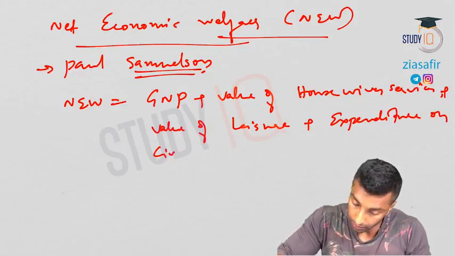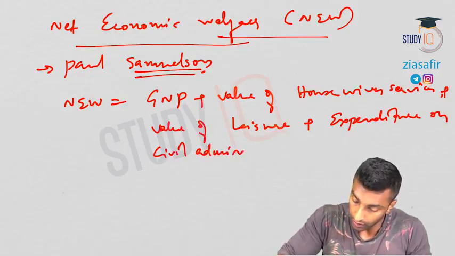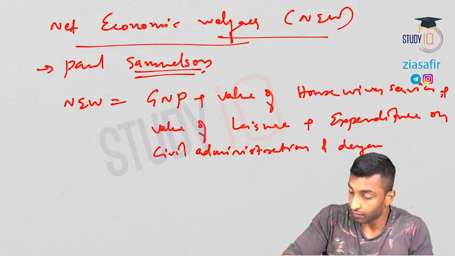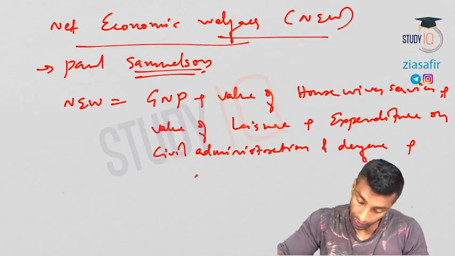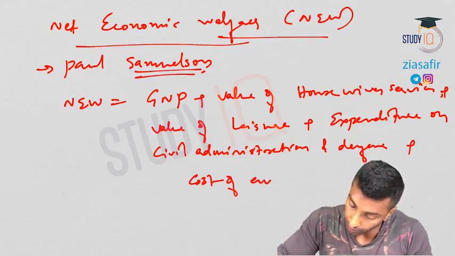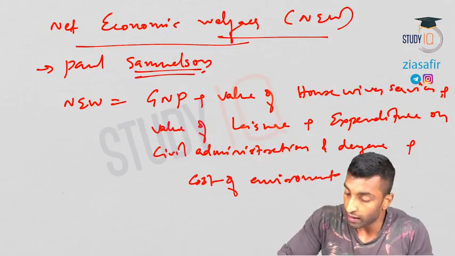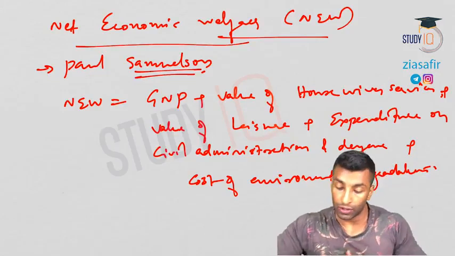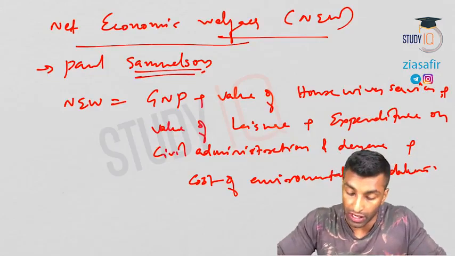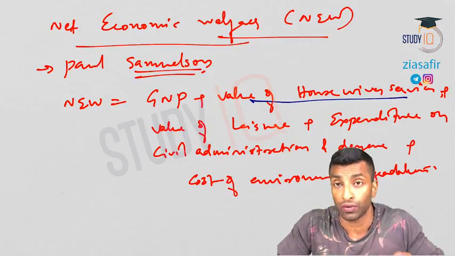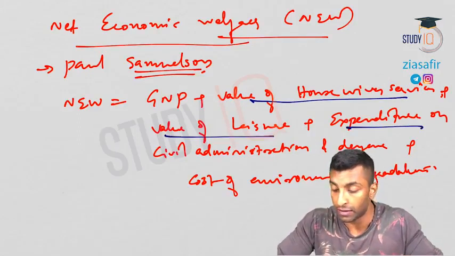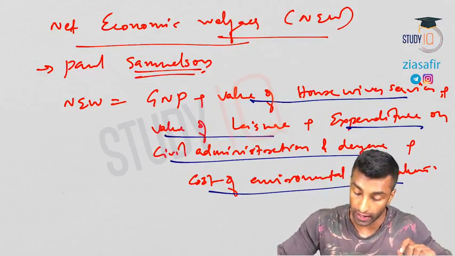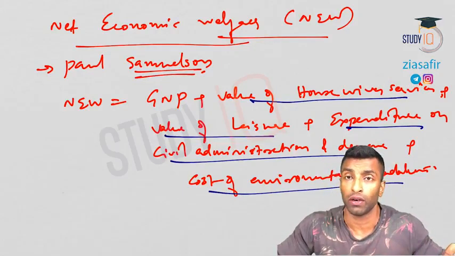Plus expenditure on civil administration and defense, plus cost of environmental degradation. Okay, so GNP, some modifications: GNP plus value of housewife services, value of leisure, expenditure on civil administration and defense, and cost of environmental degradation. That's about net economic welfare.